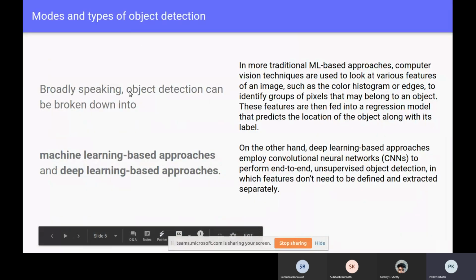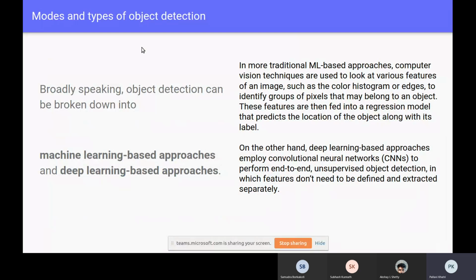Now, how does it work, and how does the system know that it's an object? Broadly speaking, there can be two approaches. One is a machine learning based approach, and the second is a deep learning based approach. In traditional machine learning based approaches, it looks for various features in the image, such as colors, color histogram, or edges, and identifies some group of pixels that may belong to an object, and these features are then fed to a model.